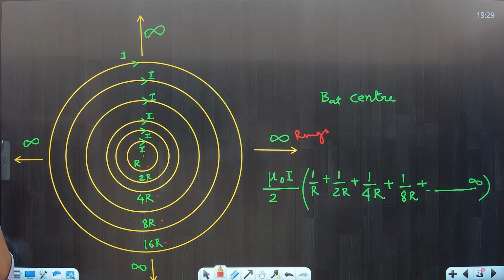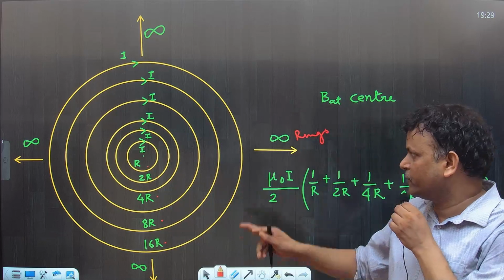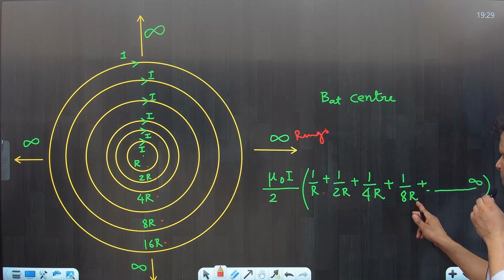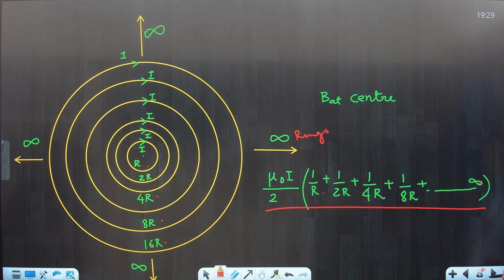So mu naught I by 2r, then mu naught I by 2r for each. For this, the radius was r, then 2r, then 4r, then 8r. It goes up to infinity. It is a geometric series. You can solve it easily and get the answer.